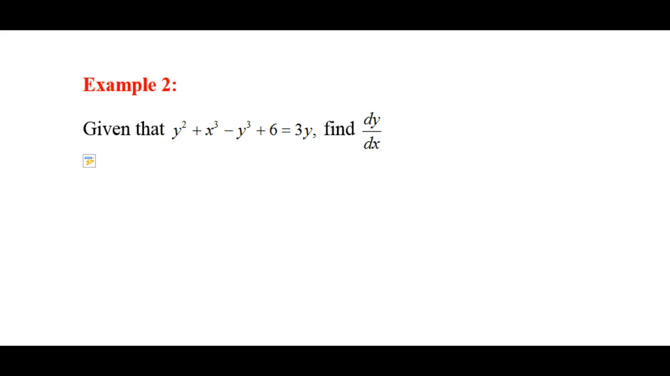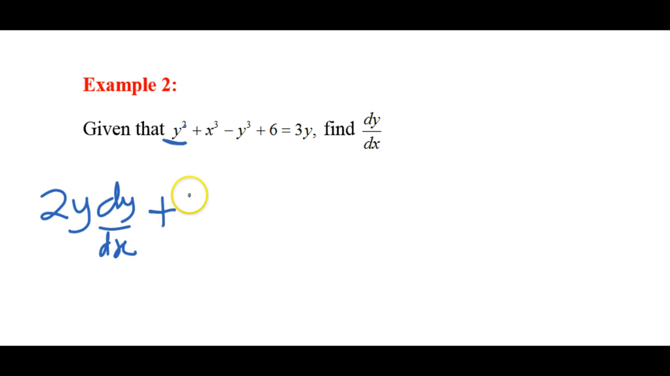Example number 2. Here we are given this function and we are to differentiate or find dy dx. So we take it step by step. First, we differentiate the first term, then the second term, in order. When I differentiate the first term, it will give me 2y, that means the exponent times the coefficient to the power 1. Then I have my dy dx. Plus, then I come to the second term, 3x squared.